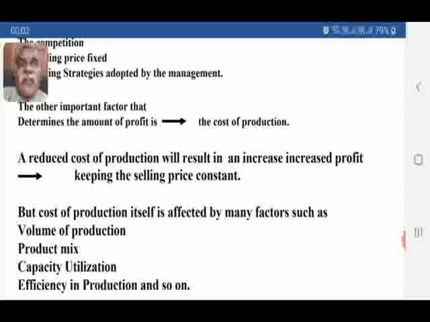The other important factor that determines the amount of profit is the cost of production. If the cost of production will increase, the profit will decrease. If the cost of production will decrease, the profit will increase, keeping the sales price constant.